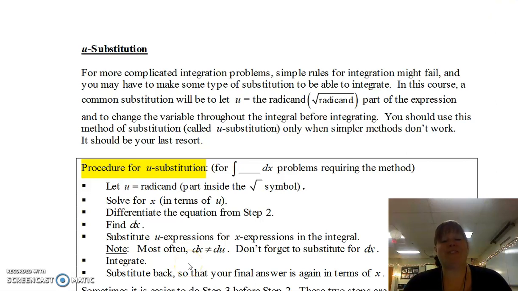All right, are you ready for this? Yay! It's the moment you've all been waiting for. It's U substitution. The crowd goes wild. Okay. Anyway, U substitution is awesome.